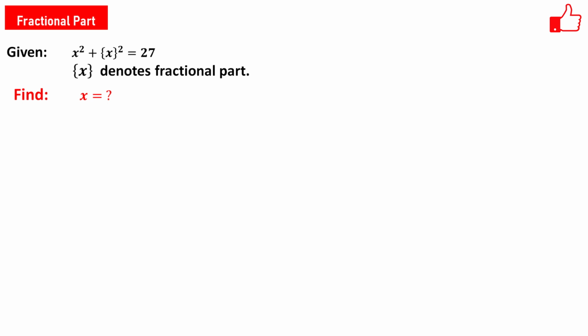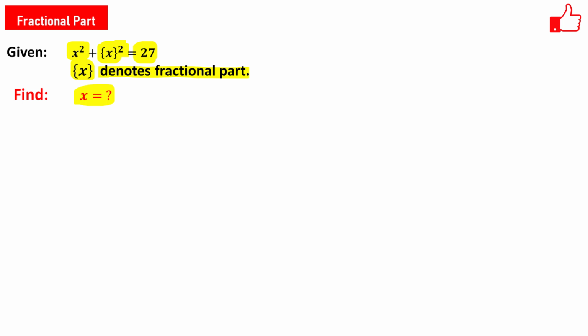Hello friends, this problem is related to the fractional part of a number. You have been given x square plus the fractional part of x square, and this equals 27, where this sign denotes the fractional part. You have to find the value of x that satisfies this equation.